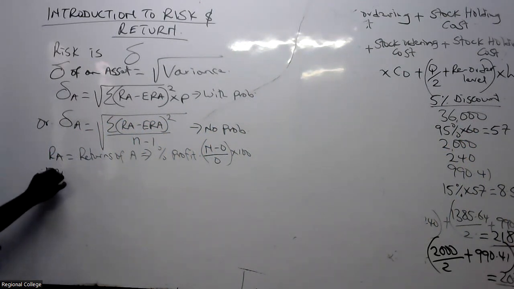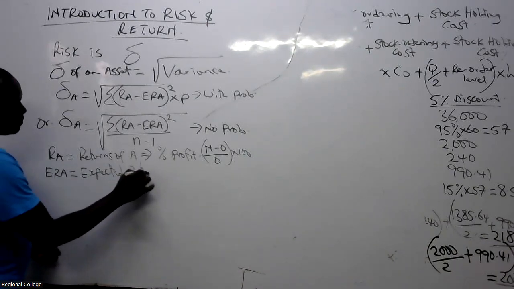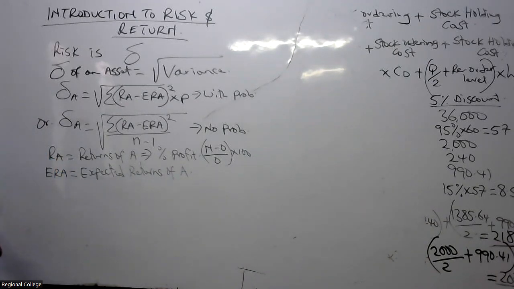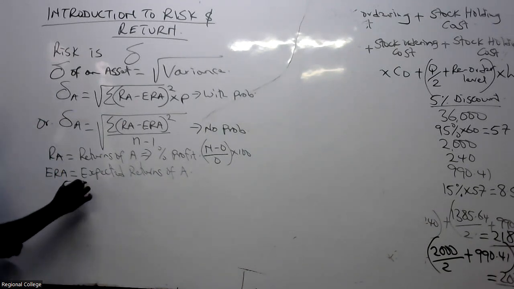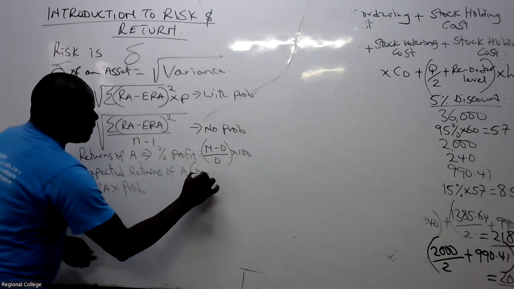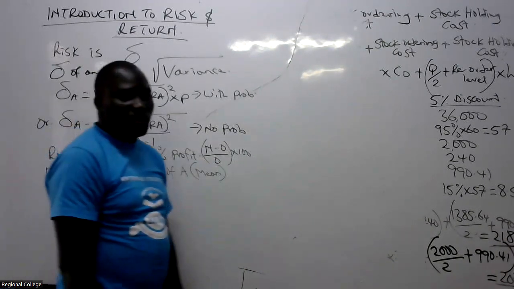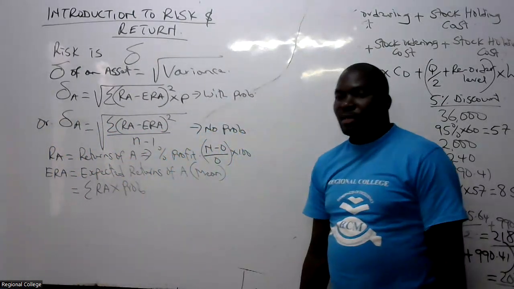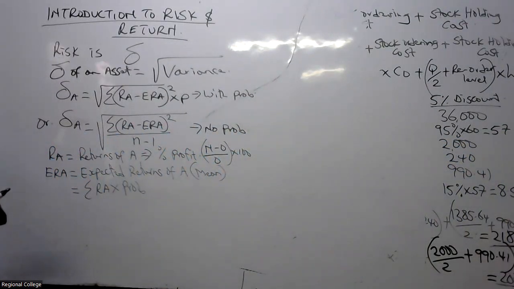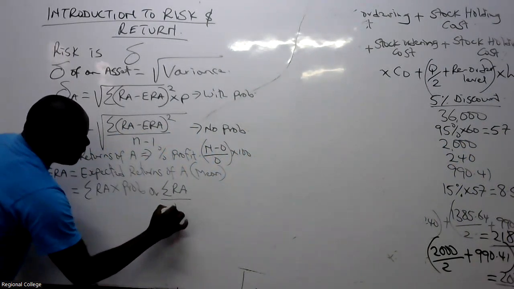Then ERA becomes the expected returns of security A. And how do you get the expected returns of A? Summation of returns of A times the probability. This one is simply the mean. You have to calculate the mean. So the return times the probability. And if you don't have the probability, summation over the total number. So the summation of the returns of A divided by N.